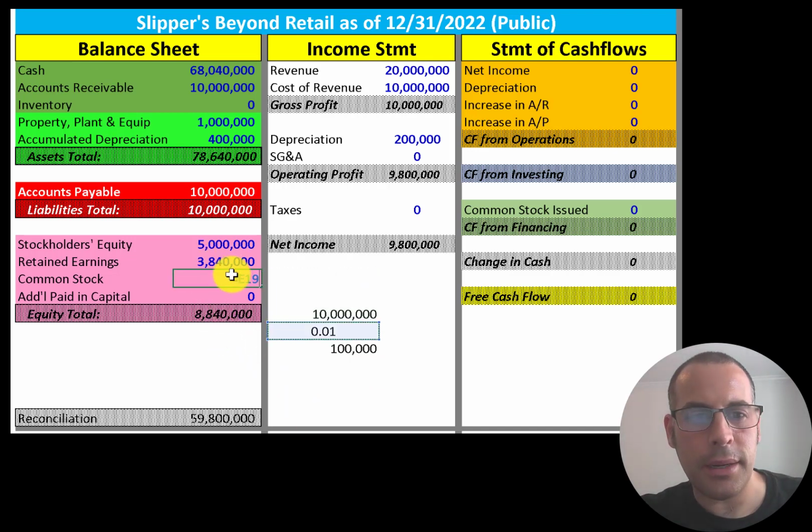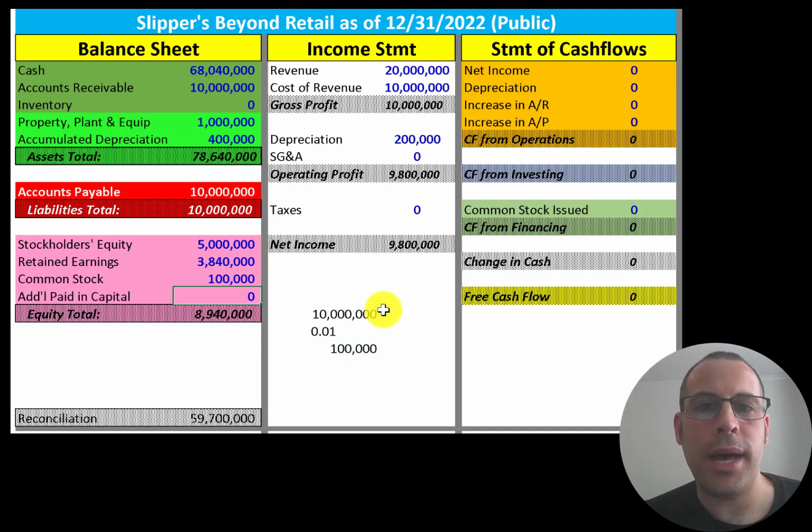If you ever see common stock on the equity section of the balance sheet, it's really low. Common stock is not the actual value of the stock in the market. Like I said, it's just a placeholder to keep track of the shares. And now additional paid in capital is how much money the company raised by selling stock. And we're going to put the remaining $50 million into additional paid in capital.